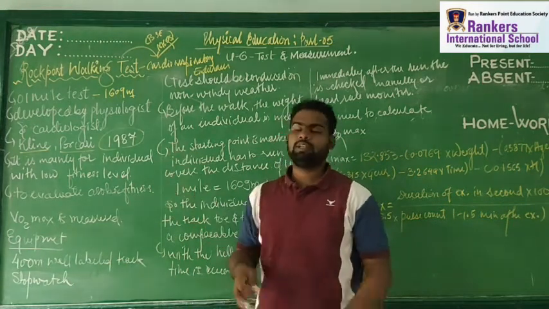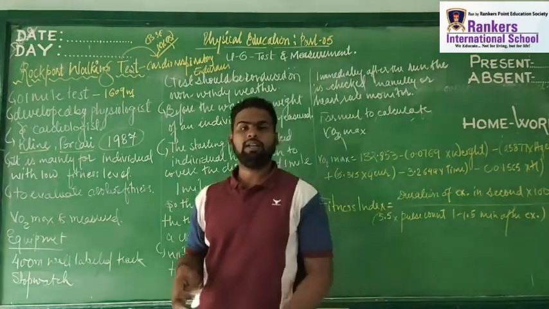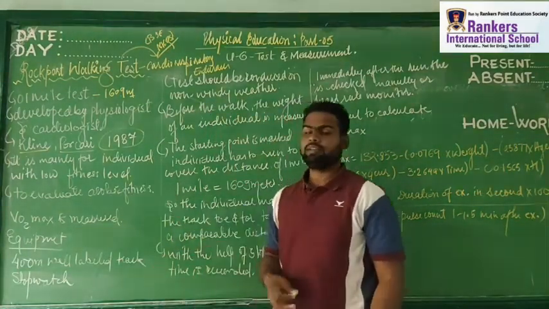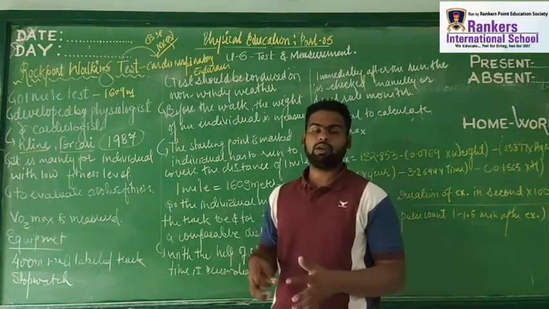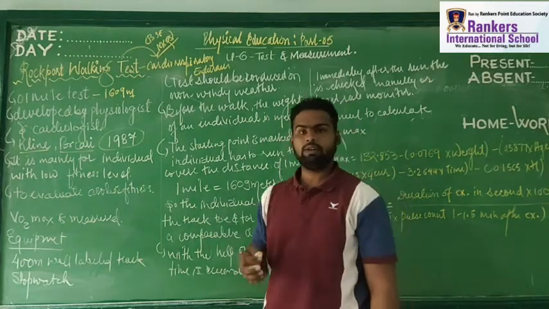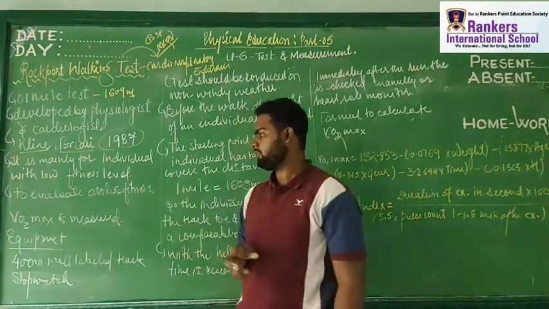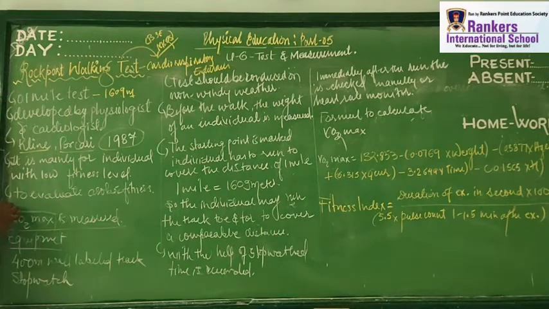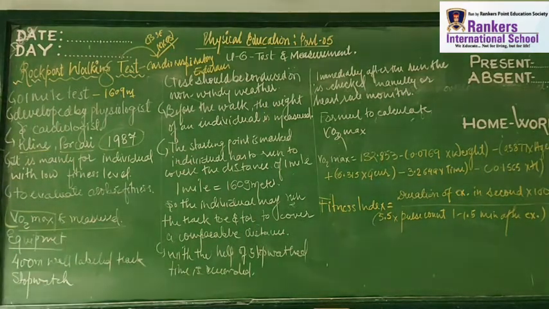And as we said, you have to go for 1 mile, so it will definitely require a lot of oxygen, and it will be a slow activity. It's a long term slow activity, so it will evaluate your aerobic fitness. Basically, what does it measure? It will measure the VO2 max, that is, the volume of oxygen.